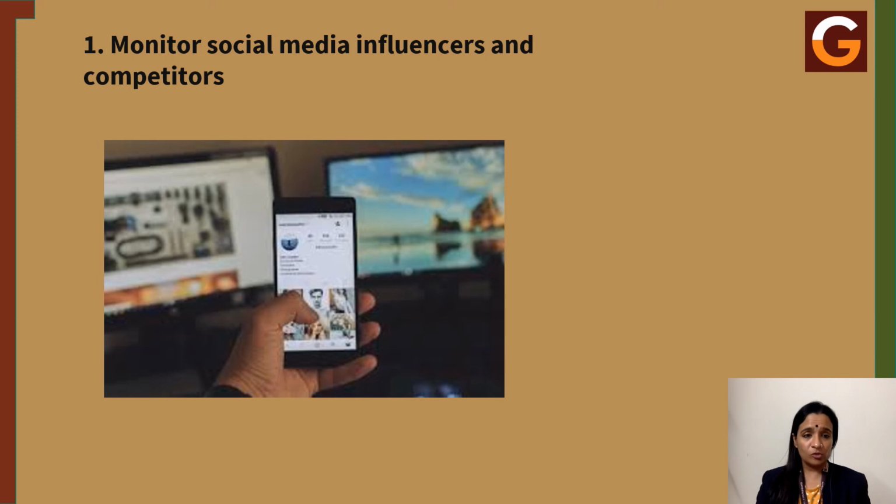First and foremost, monitor social media influencers and competitors. Start by doing a competitive analysis on social media. Gather intel about your competitors and any relevant influencers within your brand's niche. Make note of which hashtags they use most often and how many hashtags they use in each of their posts. This will help you learn how your competitors are engaging with your shared target audience and which keywords they tend to use.